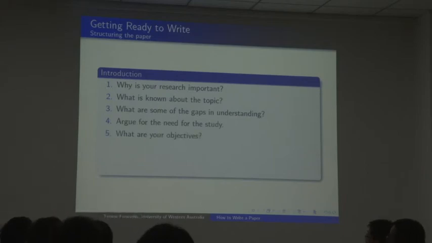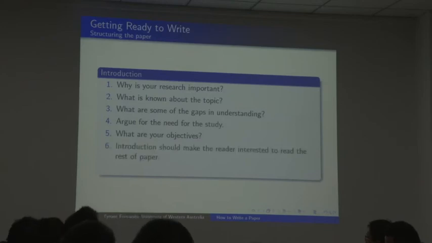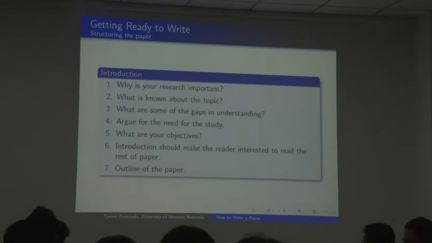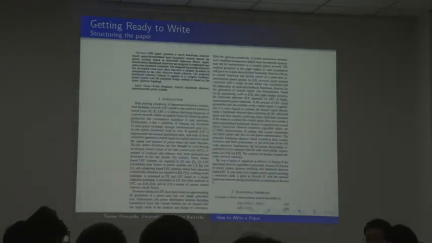We need to state the objectives. We need to tell what our objectives in the paper are. And the introduction should make the reader interested to read the rest of the paper. So we need to cover those points in the introduction. We need to argue why this study is necessary, talk about what is known, talk about the gaps in understanding, and say this is what we are going to do. And we can also give an outline of the paper.